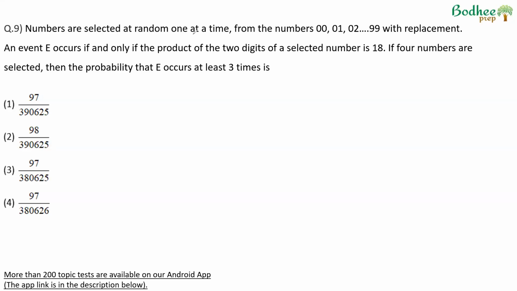Numbers are selected at random, one at a time, from 00 to 99 with replacement. An event E occurs if and only if the product of the 2 digits selected is 18. 18 means 2 into 9, 3 into 6, 6 into 3, and 9 into 2, so 29, 36, 63 and 92. 4 options are there. If 4 numbers are selected with replacement, what is the probability that E occurs at least 3 times?